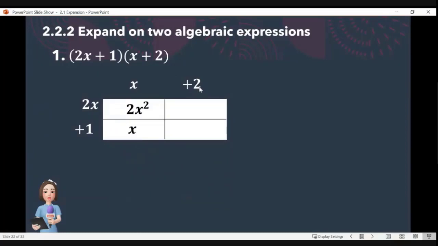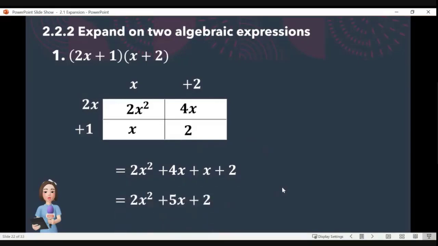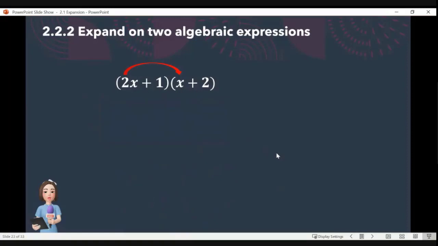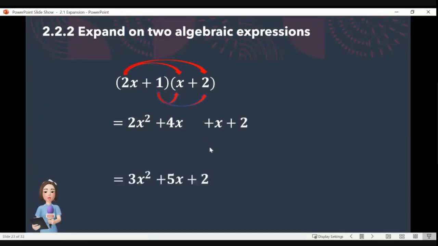So how about this one? Positive 2 times 2x? 4x. Yes, 4x. Thanks, Kirtana. One more, the bottom, the last one. 2. Okay, it's 2. So I'm going to add up everything. 2x squared plus 4x plus x, we just add up, become 5x. So this is using the arrow. Arrow, 2x times x, 2x squared, then 2x times 2, plus 4x. This one is plus x, then plus 2. Add up everything, we get the same answer.